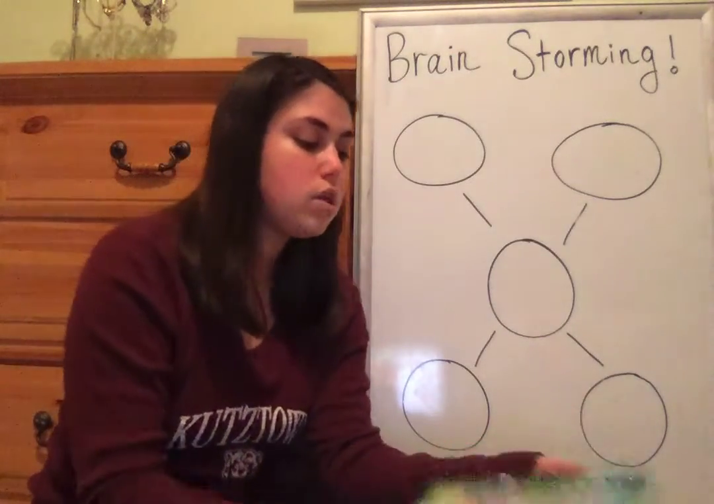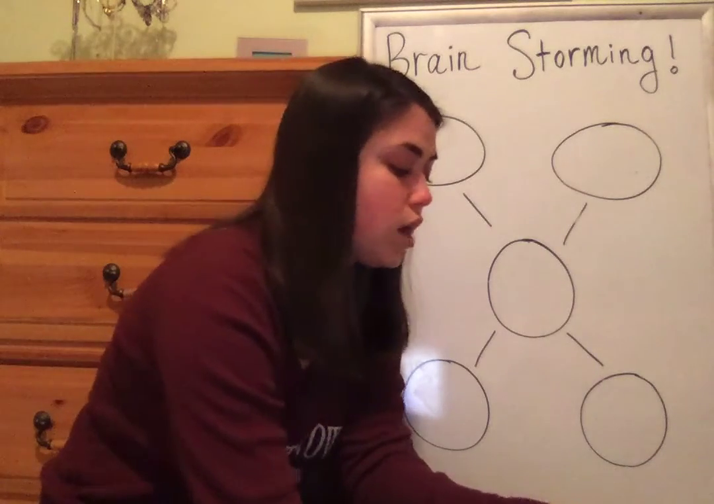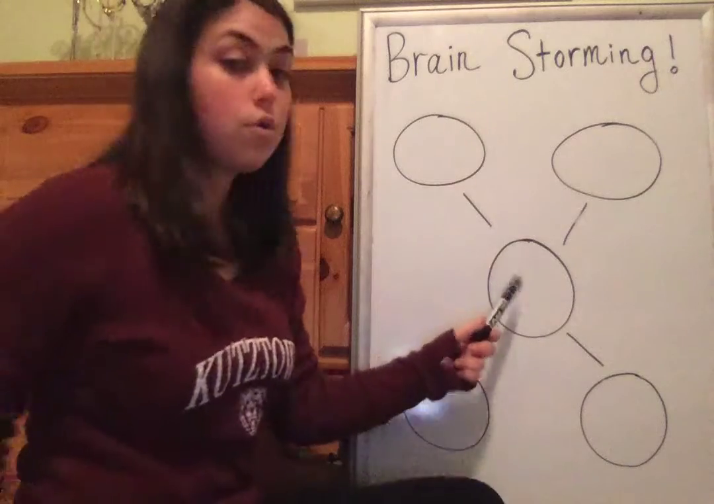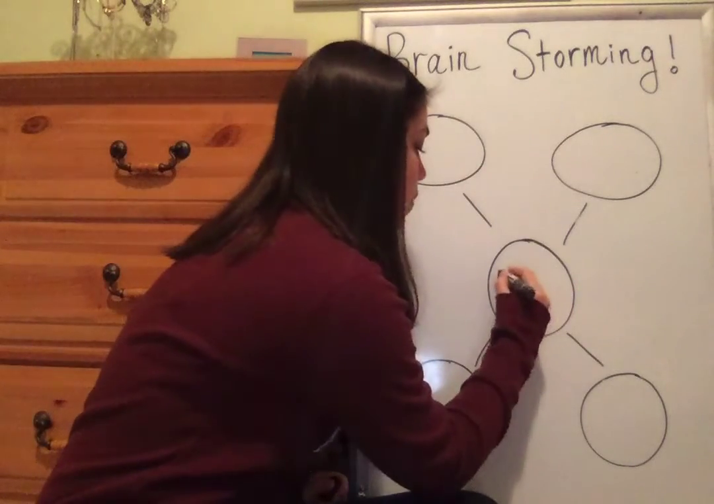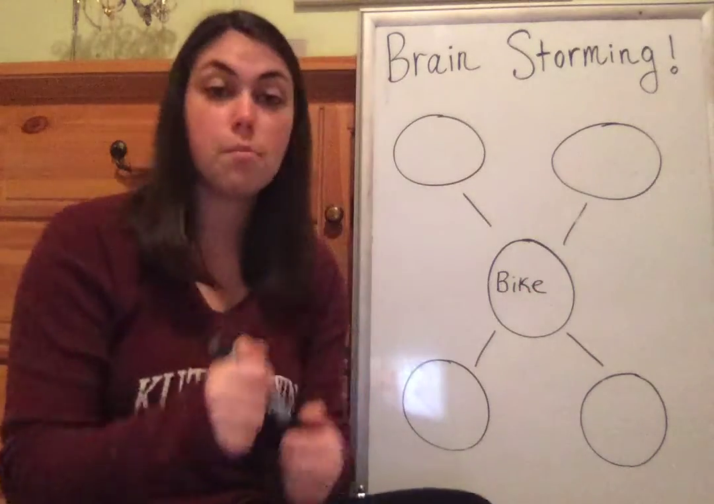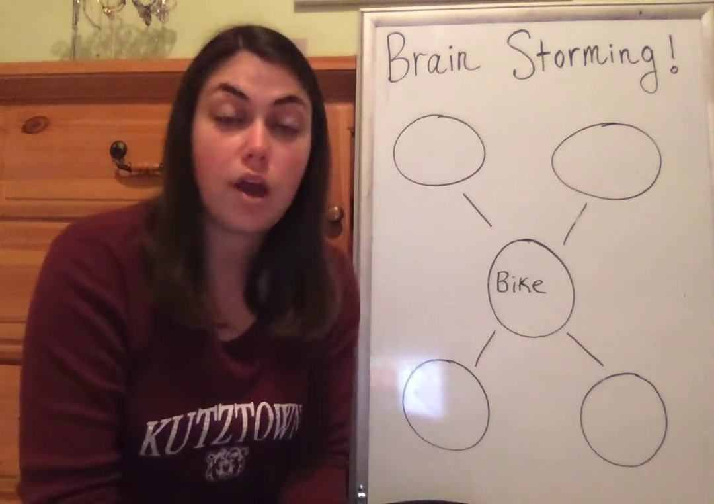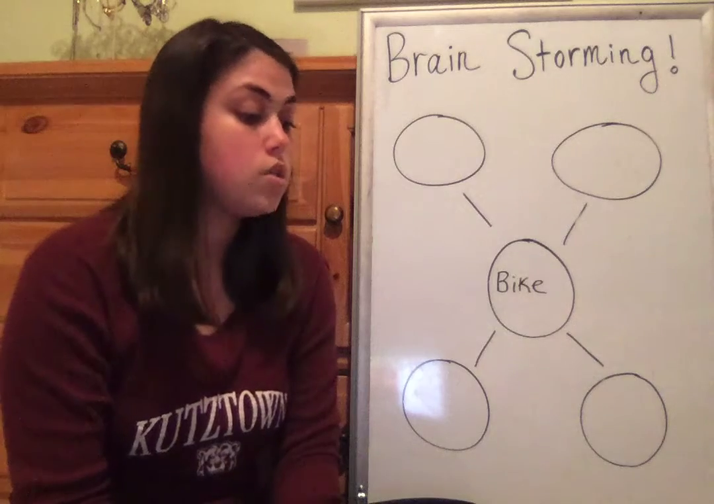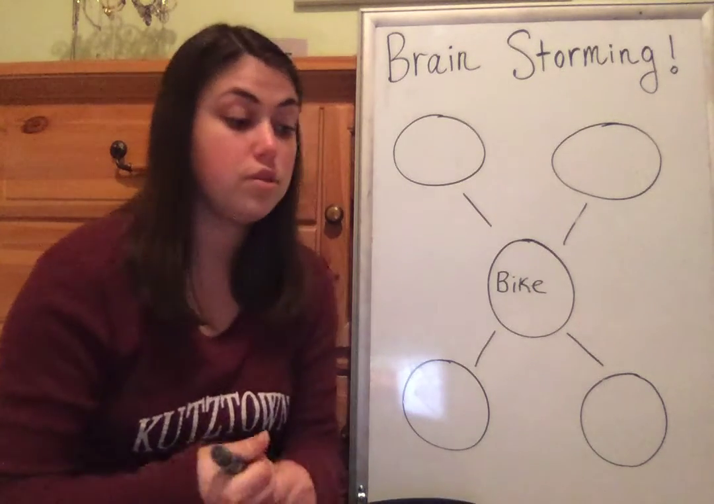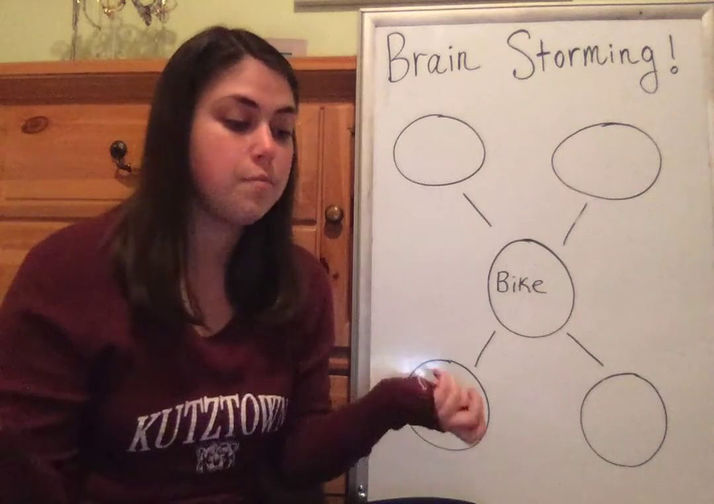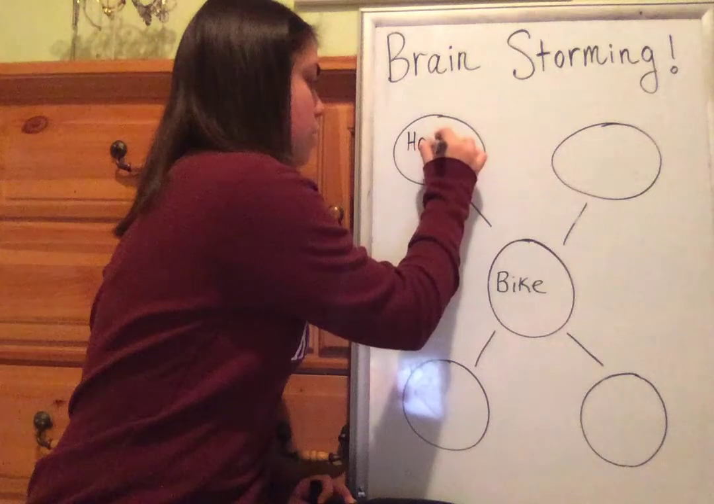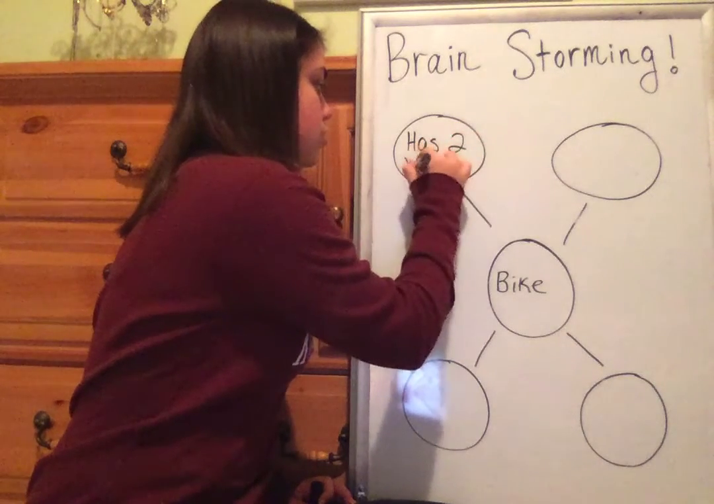So we're going to make our main topic, since you can kind of infer it's going to be about a bike. In the circle, I'm going to write the word bike. And now this is our main topic that the child is going to brainstorm on. Some things that the child might want to put that they already know about a bike is that it has two wheels. So you would write up in one of the boxes, has two wheels.